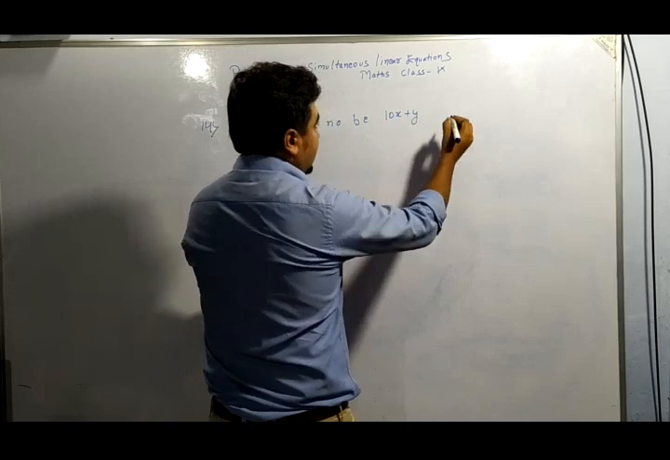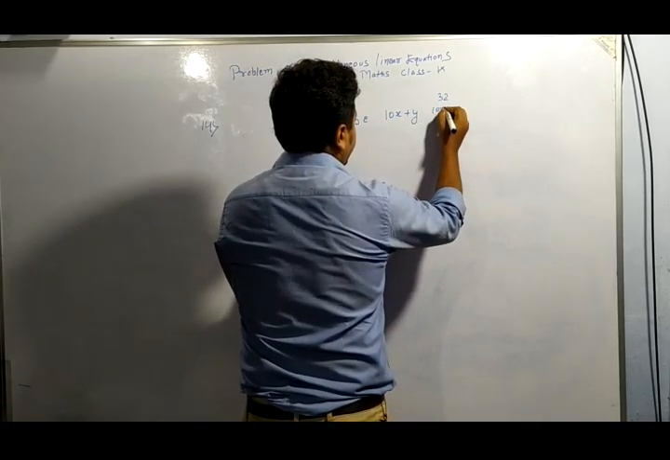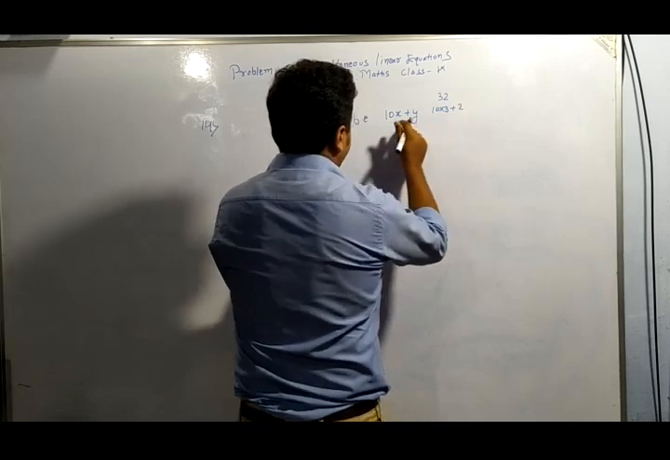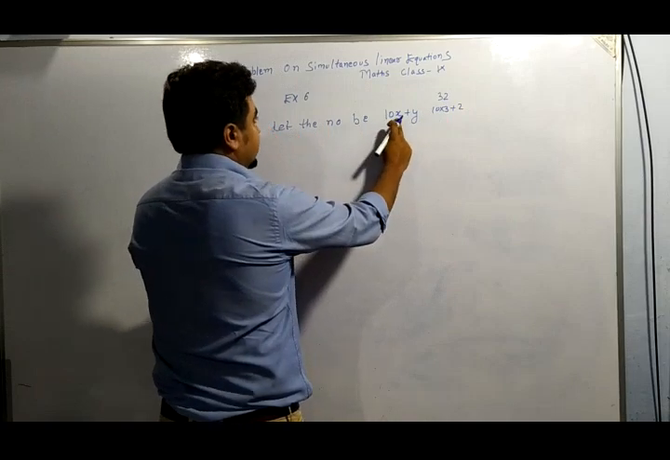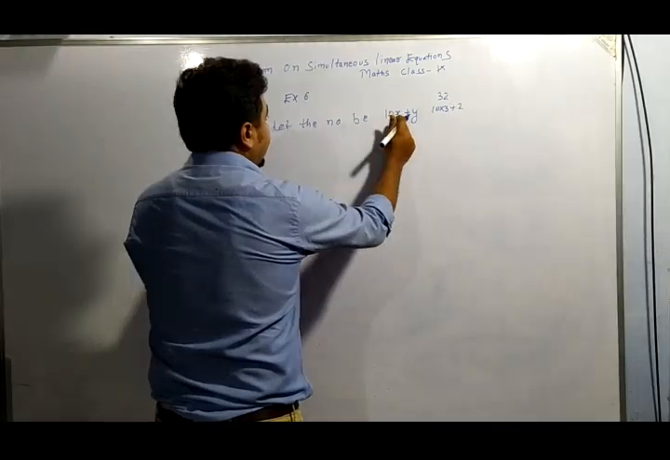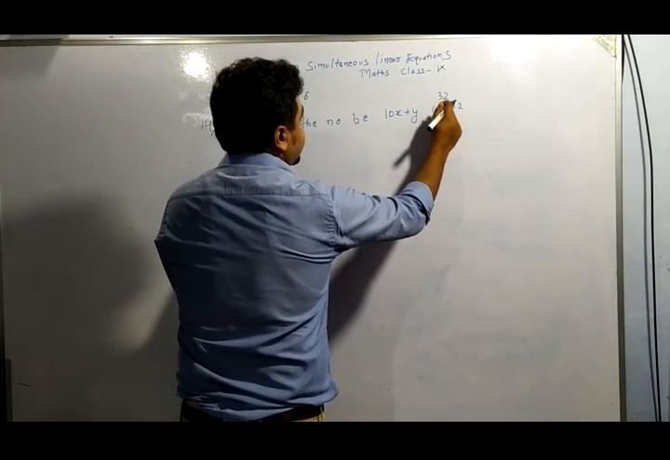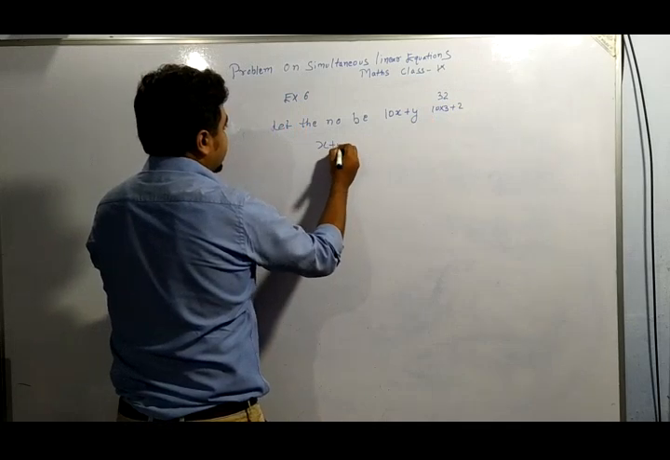Why I am saying this: if I say 32, this is 10 into 3 plus 2. So this is the digit at 10's place and this is the digit at 1's place. So it is given, I am assuming the number 10x plus y. So the digits will be x and y. Here also the digits are 3 and 2. So x plus y is the sum of digits.